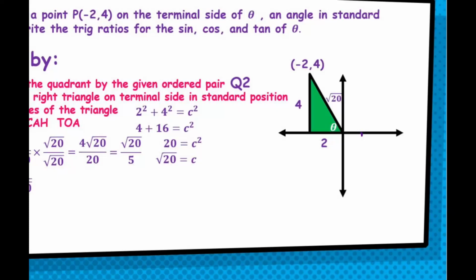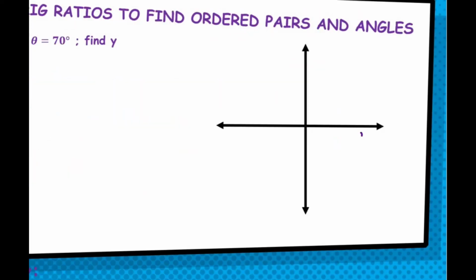Cosine's adjacent. My adjacent side is 2. My hypotenuse is square root of 20. I want to rationalize that denominator by multiplying by the square root of 20 over the square root of 20, and I get 2 square roots of 20 over 20. The 2 and the 20 can reduce to just 1 over 10, and so that would be how I'd express my cosine ratio. Tangent is opposite over adjacent, so 4 over 2 is just 2. That was easy.